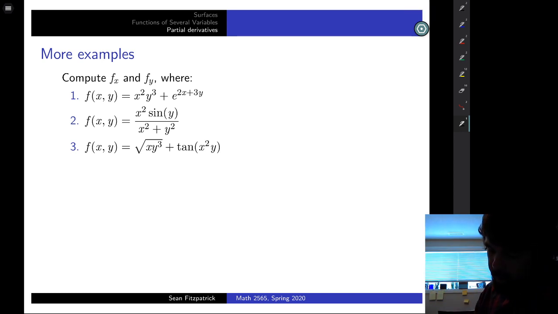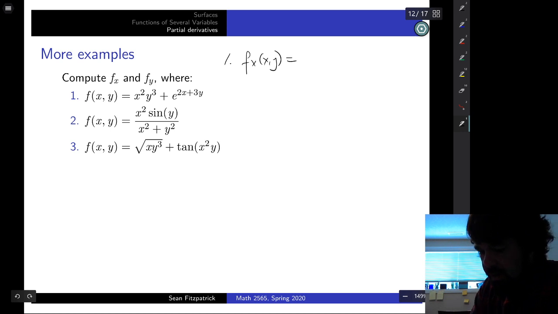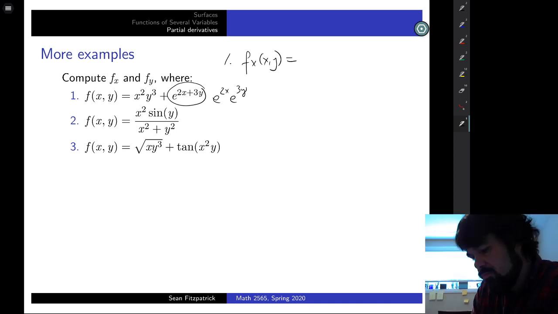So for this first one, when I want to take the x derivative, again, if I'm taking the derivative with respect to x, I just focus on taking the derivative of the x part. And one of the things that actually might help me is to say, well, you know what, this e to the 2x plus 3y, I could always write it as e to the 2x times e to the 3y, right? Laws of exponents still work even if you have more than one variable.